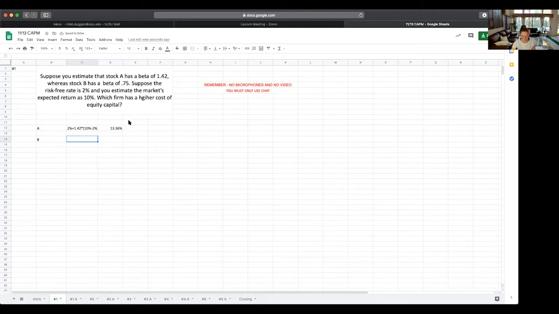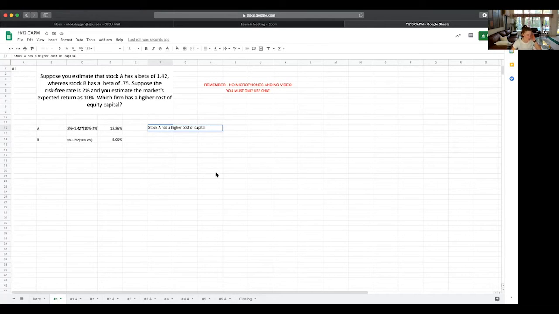And then when you're looking at stock B, it's almost the same thing, but you just change the beta. So now you'll have 2% plus a beta of 0.75 times your 10% minus 2%. And so now if you put that in equation, wait, something's wrong. Oh, you should get 8%. So by doing that, you can see that stock A has a higher cost of capital.